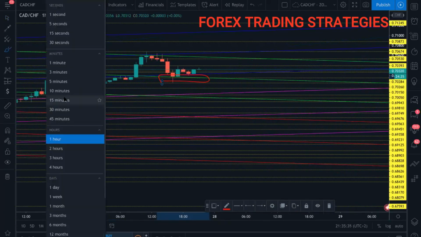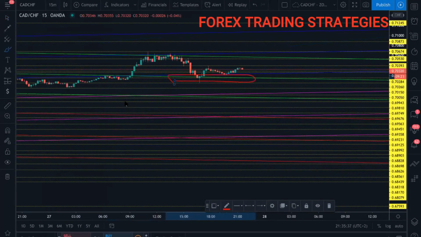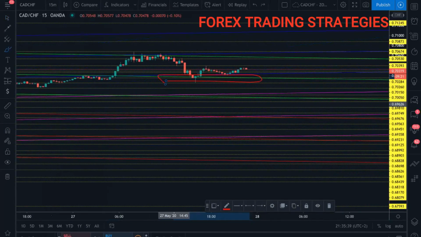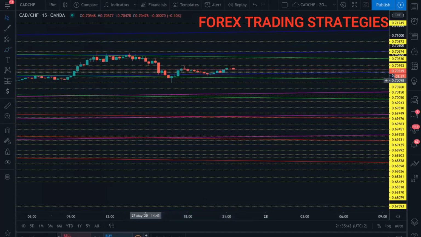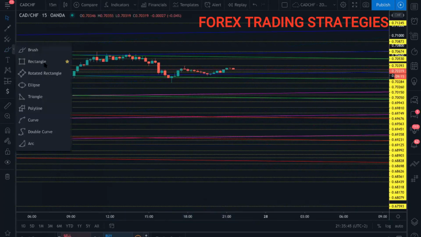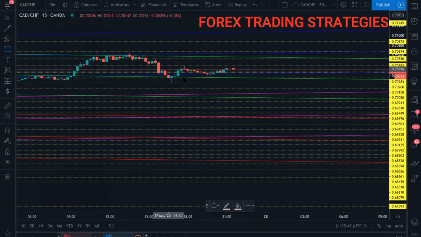How do I know? I can change it to a 15-minute chart. And what do you see when I change it to a 15-minute chart? You start to see another zone. Guys, everything is about zones. That's why I introduced you guys to zones yesterday. See, this is a nice little zone. So the breakout is about to happen.